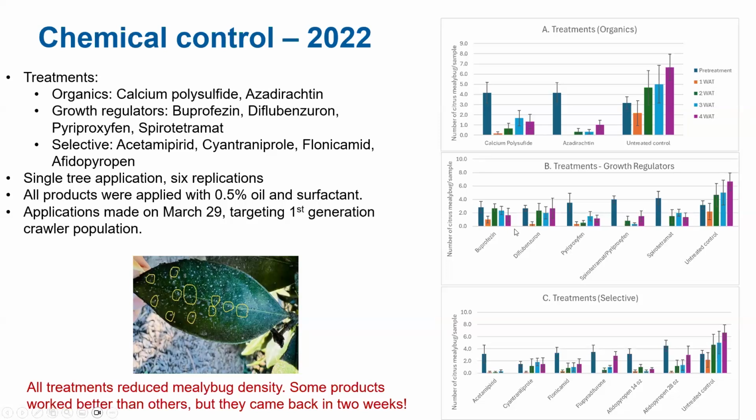All products suppress the population for a week. For most of them, the mealybug started coming back in the second week, if not the third week. The products that worked best for organic was azadirachtin. For selective treatments, it was acetamiprid and epidopyropen. For growth regulators, it was pretty much the same. There was no significant difference between treatments there.